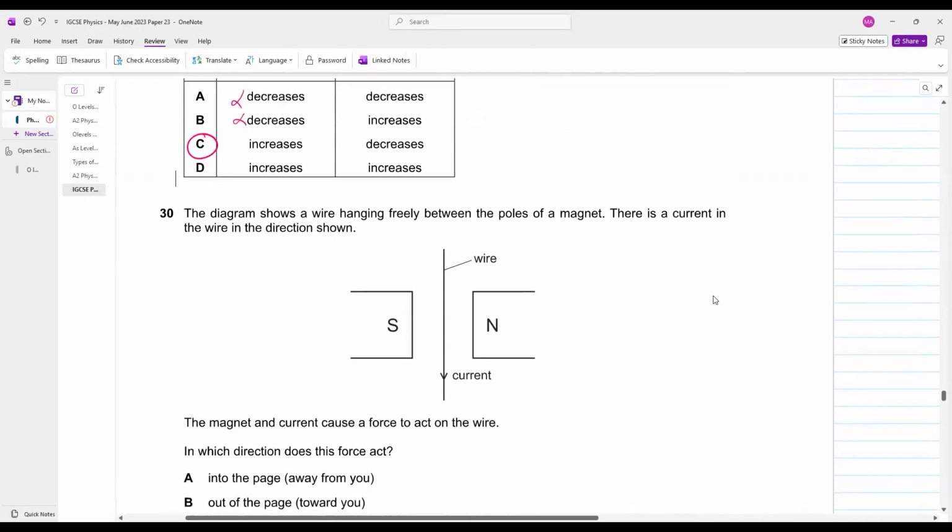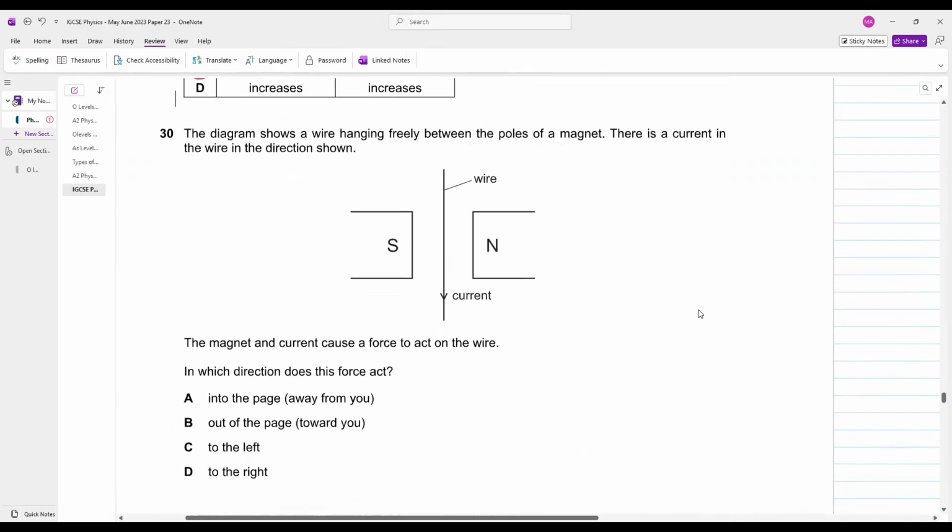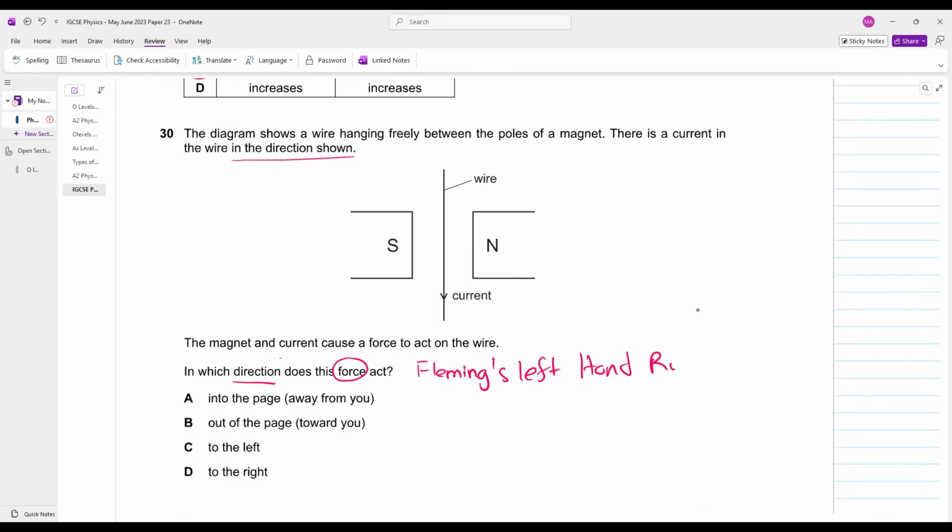Okay, the diagram shows a wire hanging freely between the poles of a magnet. There is a current in the wire in the direction shown. The magnet and the current causes a force to act on the wire. In which direction does the force act? हमने निकालना है किस डायरेक्शन में फोर्स एक्ट करेगी. Always remember, whenever you have to calculate the direction of force, you will apply Fleming's left hand rule. Now, how will you apply Fleming's left hand rule?